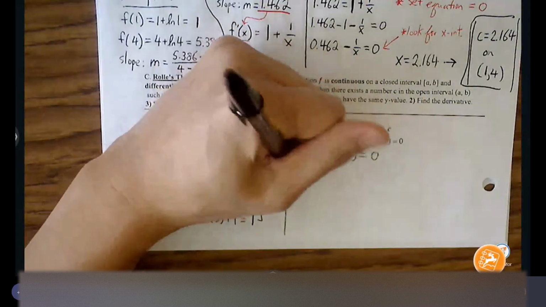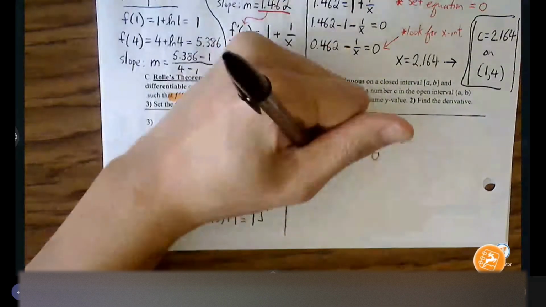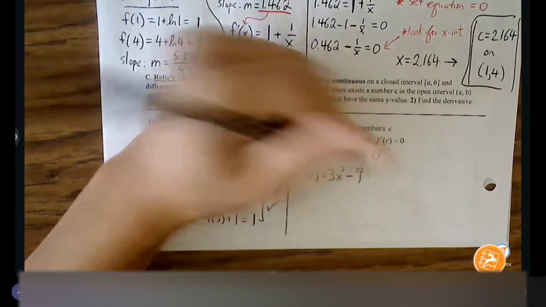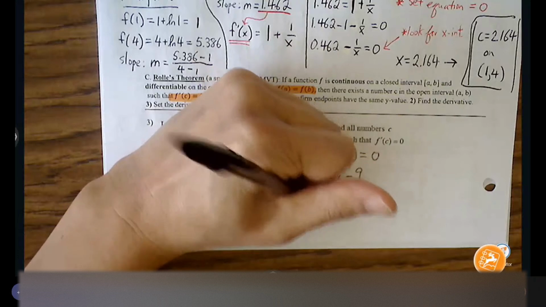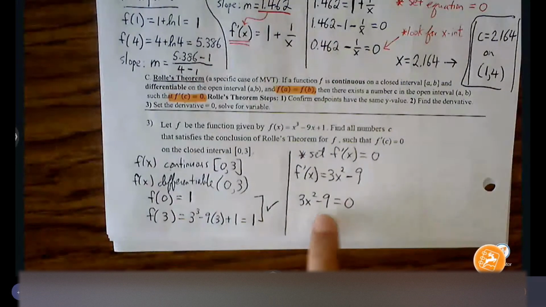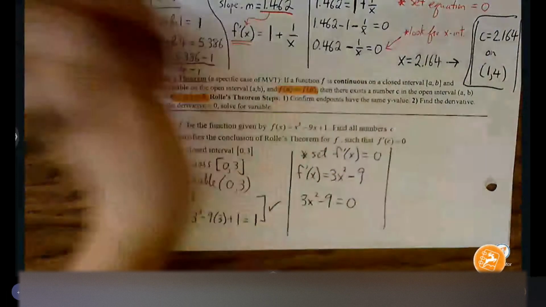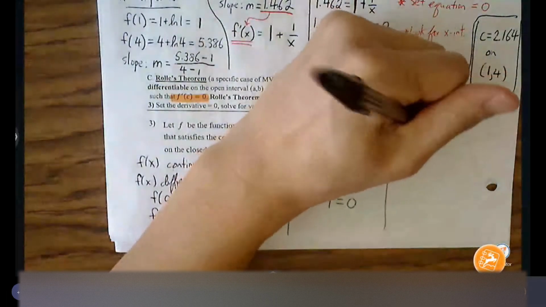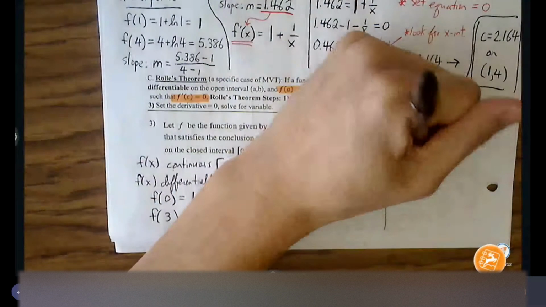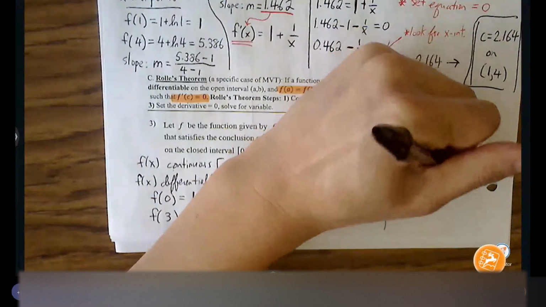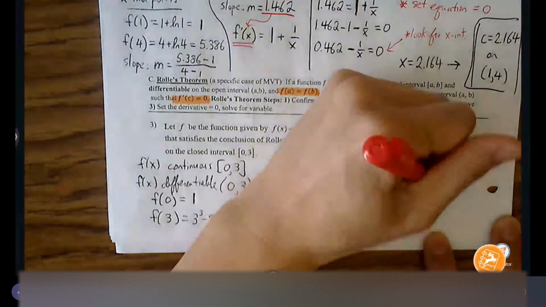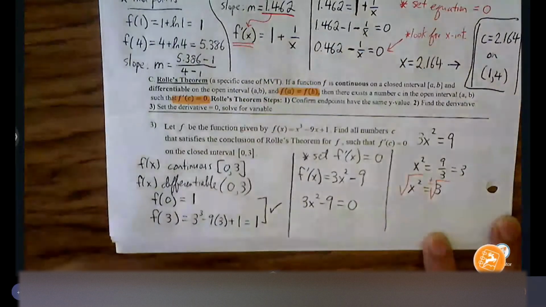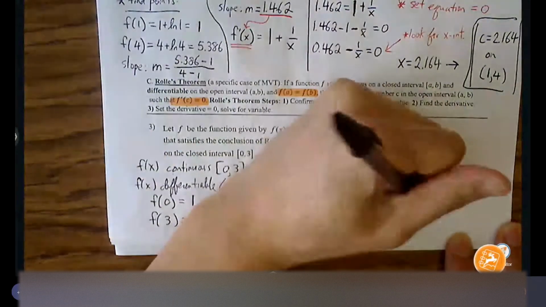Okay, so f prime. Set f prime equal to 0. So now we're trying to find a location where that slope 0 occurs. Add 9 to both sides. Divide both sides by 3. How can we get to x? Square root, what's going to happen with square root? Plus or minus. Okay, so we have two potential solutions, two potential places where there's a slope 0.